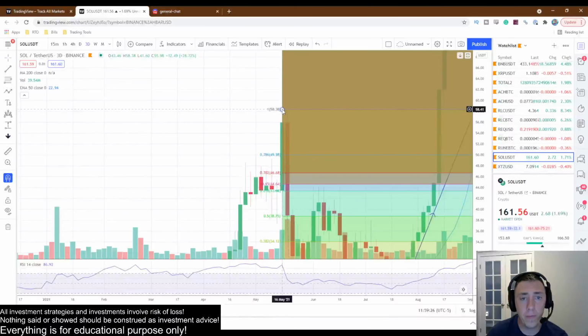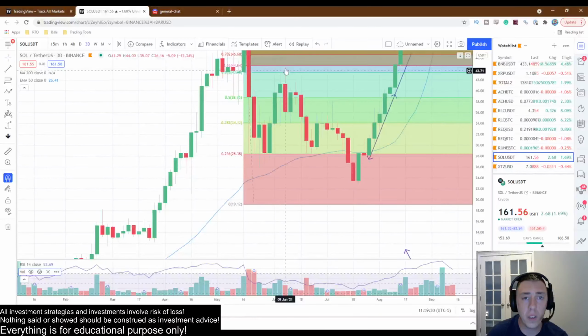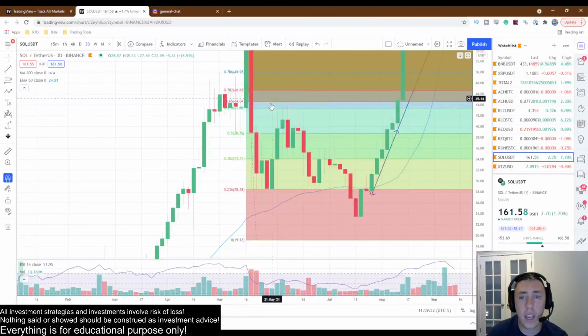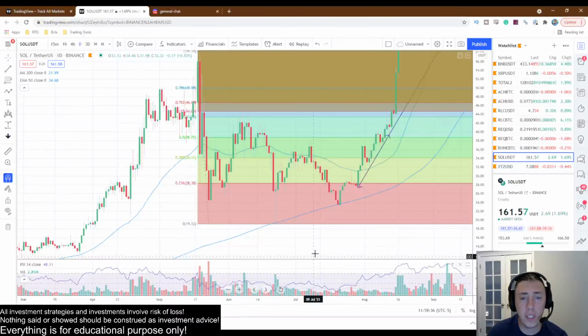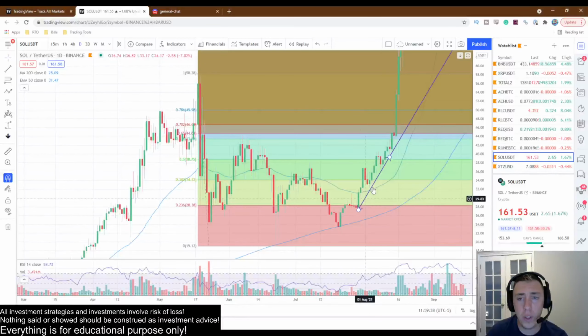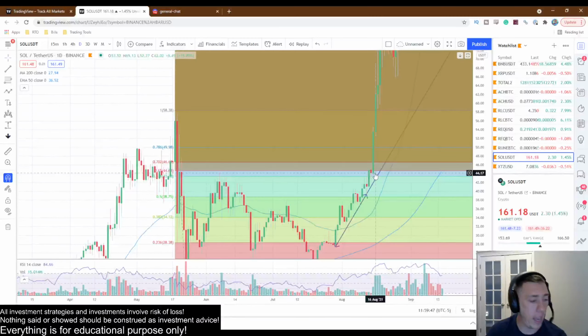From right here down to the bottom, where did it retrace to? 0.618, the golden pocket region. Now, if you go to a lower time frame, you can see it came back up to the golden pocket region. And once we got above the golden pocket, what happened? It explosively moved to the upside, because this golden pocket region is a massive resistance level.